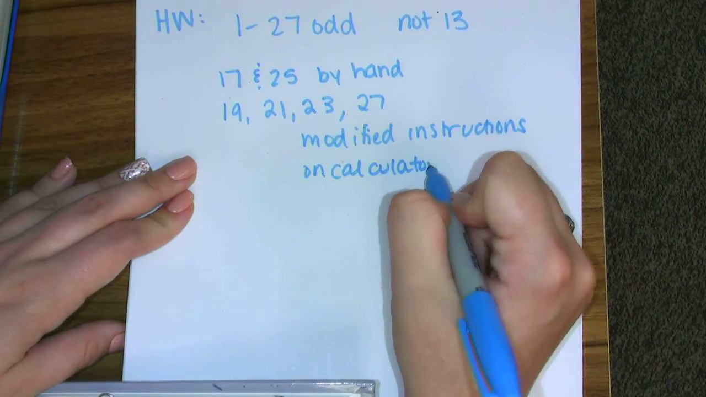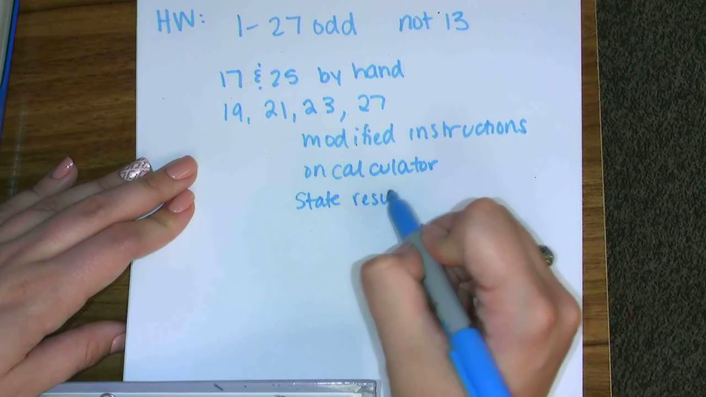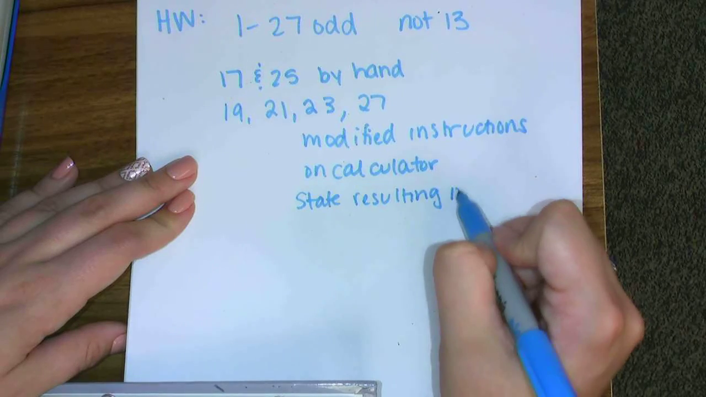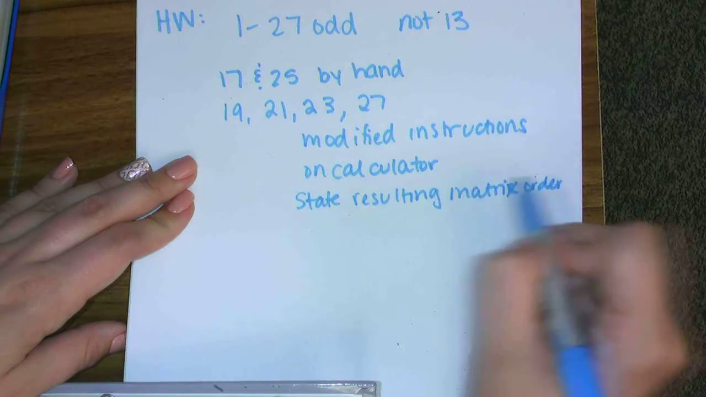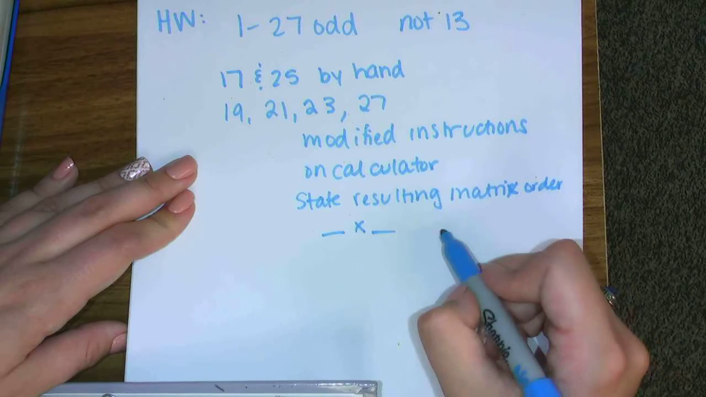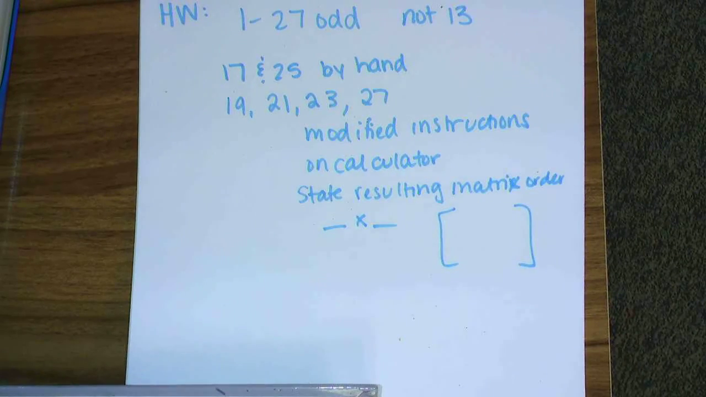So state the resulting matrix order, so something by something, and then actually write the matrix. So that's what you have to do, and that is due Sunday, and then the rest of this will be due next week sometime, and we'll probably have a quiz next week, and we'll be kind of wrapping up stuff since we only have about 2 weeks left.